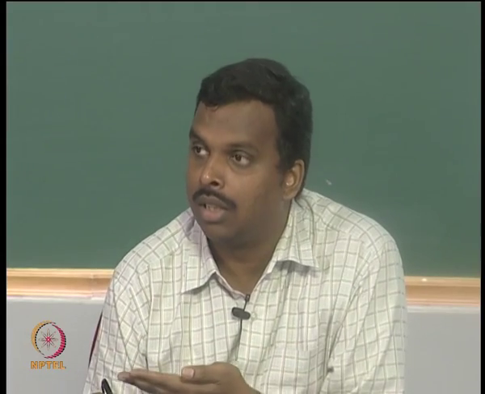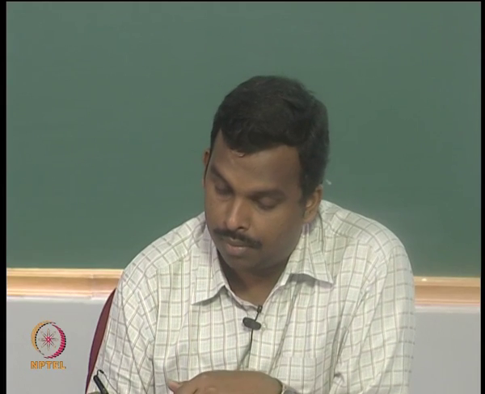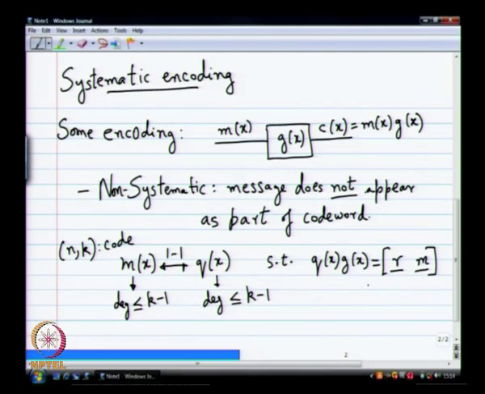Q of x into g of x is some c of x, which is a code word of the code, but it has the form (r, m), okay. So in particular, the last k bits of the code word c of x equals m of x, okay. So that is the idea, alright. Is that okay? So basically, if you want in terms of polynomials, this will be r of x plus x to the power n minus k times m of x, okay, and the degree of r of x is less than or equal to n minus k minus 1.